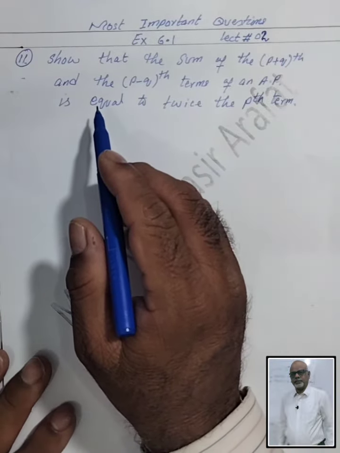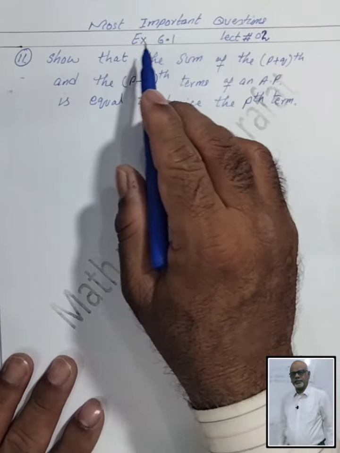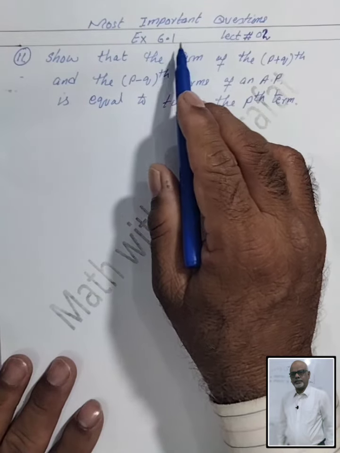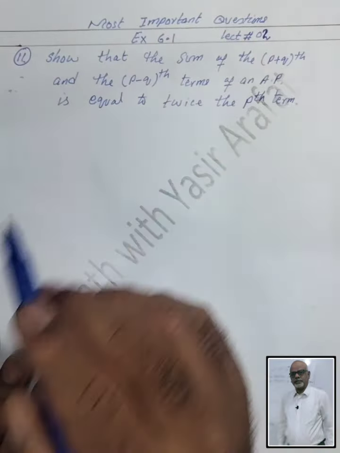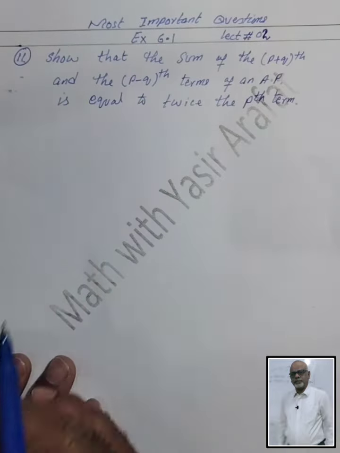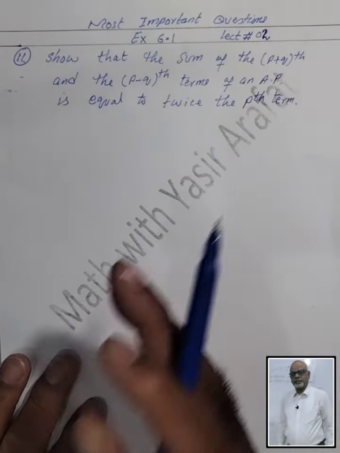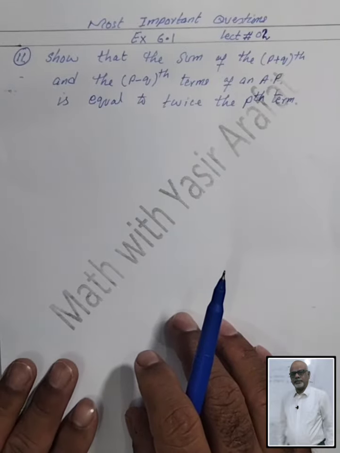Okay, dear students, now come to the last question, the most important question of exercise 6.1. This is the second lecture. We have discussed a total of 4 questions of exercise 6.1, arithmetic progression. In lecture 1, we discussed 2 questions and the basics of arithmetic progression as well. In the second lecture, we have discussed 2 more questions, and this is the last, important question we are going to discuss with you.